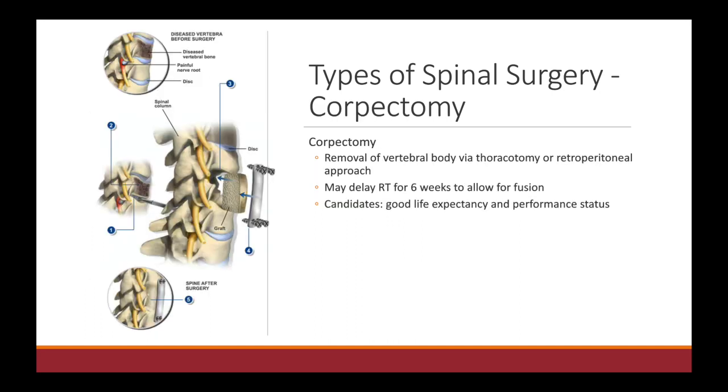Most advanced is probably what is known as a corpectomy, where we're removing the entire vertebral body, either via thoracotomy or a retroperitoneal approach. A corpectomy might delay radiation for 6 weeks because we have to allow for fusion. Obviously this is a very intense invasive surgery. And so candidates for this surgery are people that have a really good life expectancy and a good performance status to begin with. If a patient has many different sites of metastases, they don't have a very good functional status, we probably wouldn't subject them to this intensive a procedure.